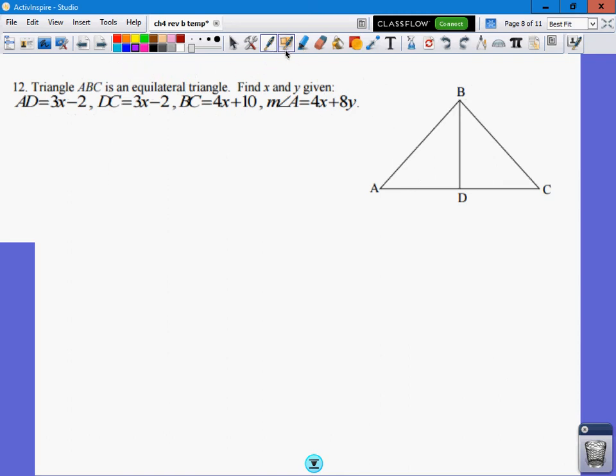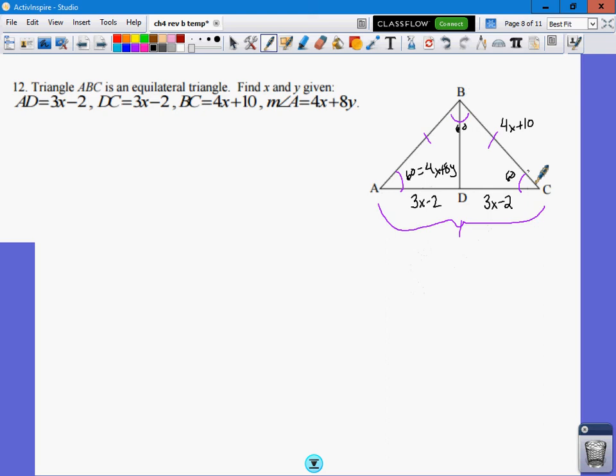Number 12, they told me that ABC is equilateral. It may not look it, but all of these angles are in fact congruent. This side and this complete side are in fact congruent. It said AD was 3x minus 2. It said DC was 3x minus 2. It said BC was 4x plus 10. And remember, since each of these angles were congruent, each of these angles was 60 degrees. And it said angle A was 4x plus 8y.